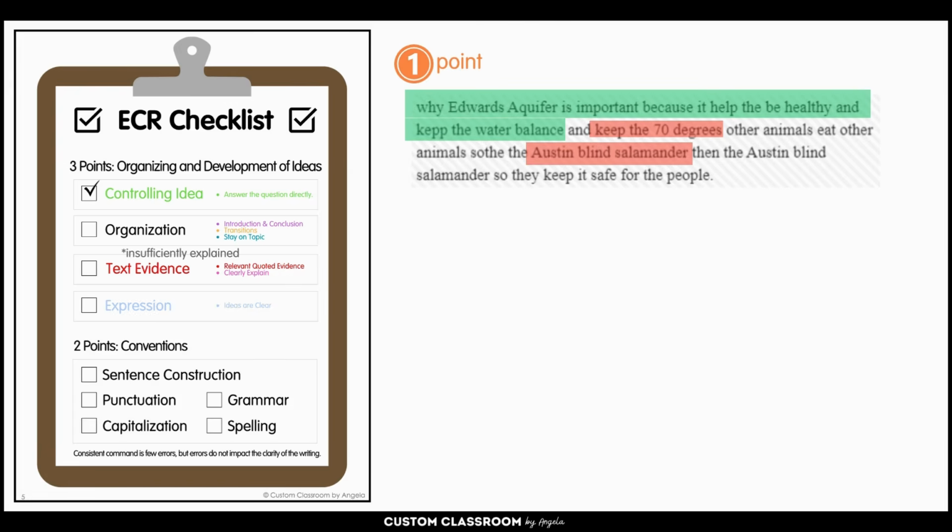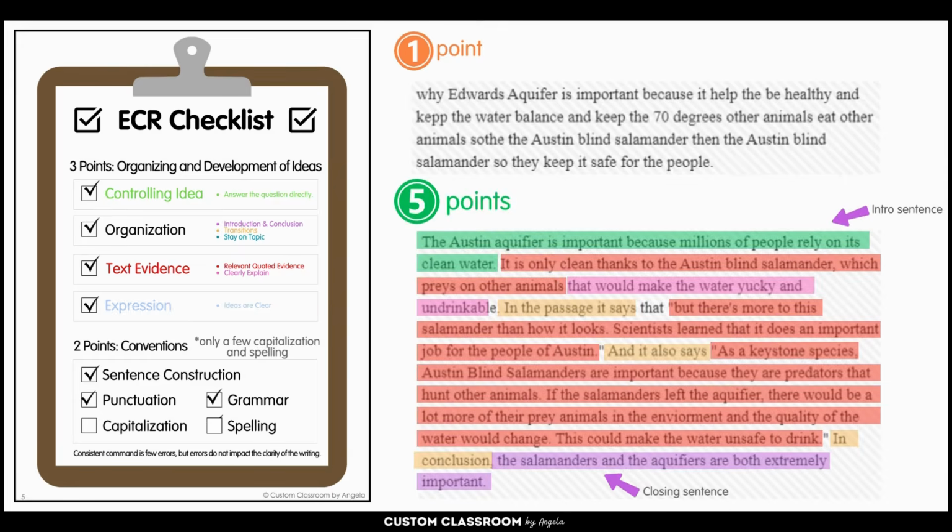All right, so now that we saw 1 point, let's take a look at what 5 points would look like.